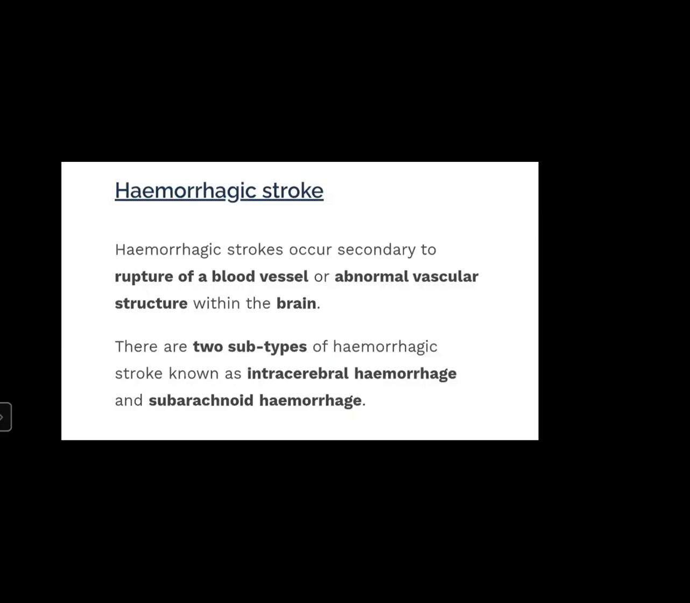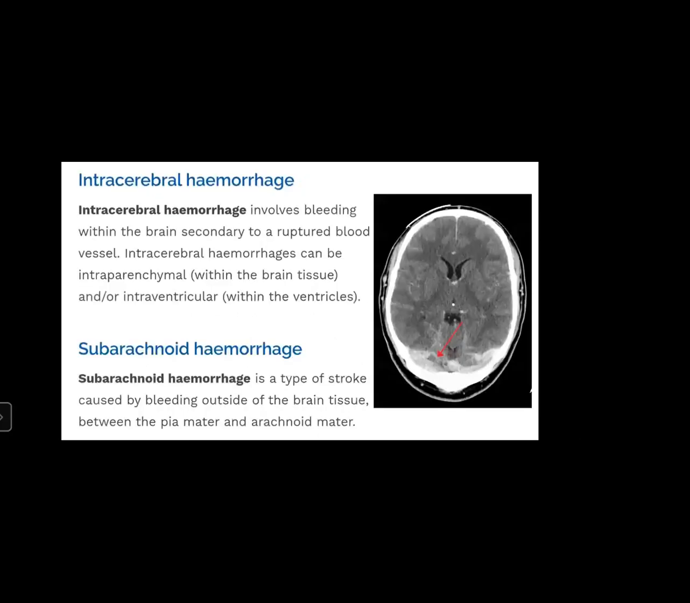Hemorrhagic stroke occurs secondary to rupture of a blood vessel or abnormal vascular structure within the brain. There are two subtypes of hemorrhagic stroke known as intracerebral hemorrhage and subarachnoid hemorrhage. The first one involves bleeding within the brain secondary to a ruptured blood vessel, and can be intraparenchymal, within the brain tissue, and or enter within the ventricle.